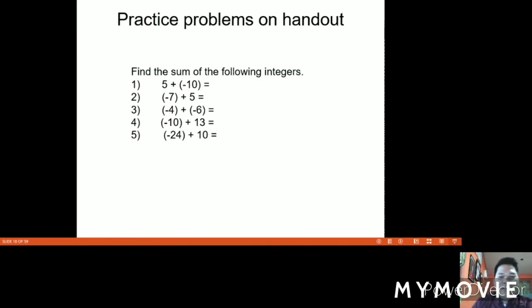Okay, let's check your answers. For number 1, what is your answer? For number 1, we have negative 5. Number 2, negative 7 plus 5, negative 2. Number 3, negative 4 plus negative 6 is equal to negative 10 because they have the same sign, so you just add immediately and keep the sign. Negative 10 plus 13 is positive 3. Negative 24 plus 10 is equal to negative 14. So I hope you know already how to add integers.